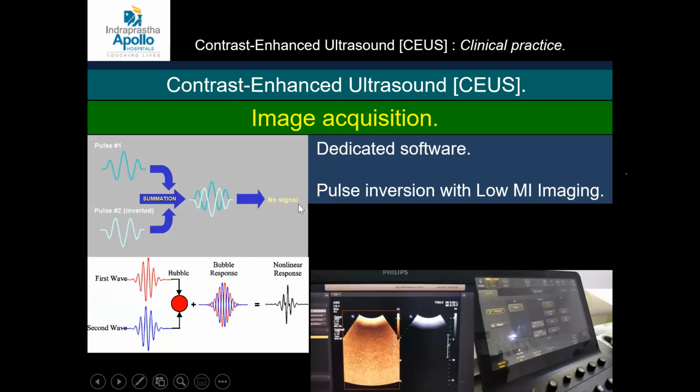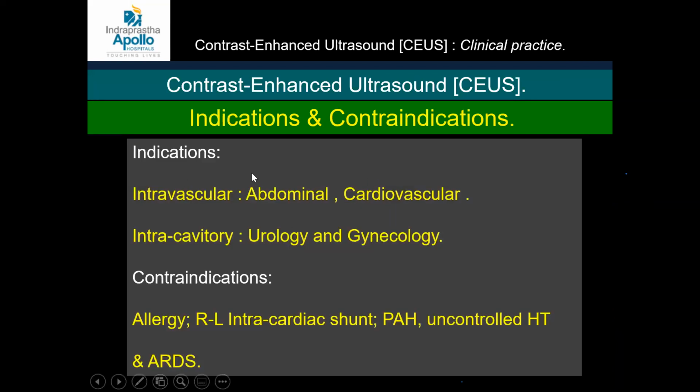So image acquisition is possible with dedicated software, and it needs specific expertise, and a specific contrast is required, which is excreted through lungs. So therefore it is safe in patients with abnormal creatinine. It also needs a specific machine, specific software, which is now increasingly being done in different centers, even in India, even in Delhi. And the indications include intra-abdominal indications, including focal lesions of the liver and kidneys.